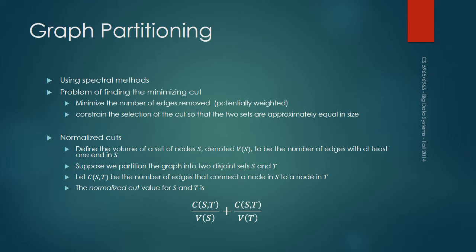And what a minimizing cut is, is that you want to take a graph and you want to cut some edges, right? So when we are partitioning a graph, we want to remove some edges so that some nodes are on one side and the other nodes belong to another. The goal is to minimize the total number of edges removed, which might be potentially weighted. So it might not be that all edges are similar. You might have a weight associated, then you want to minimize the sum of the weights. But at the same time, you want to also constrain this cut so that the two groups that you form are roughly the same size, right?